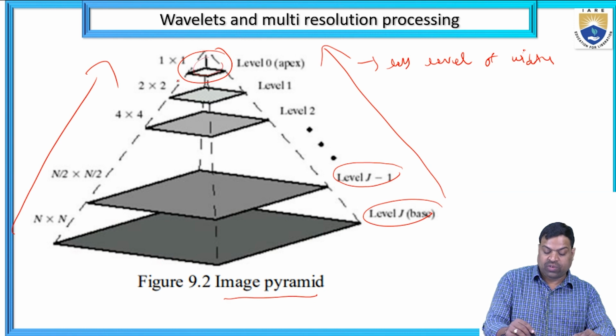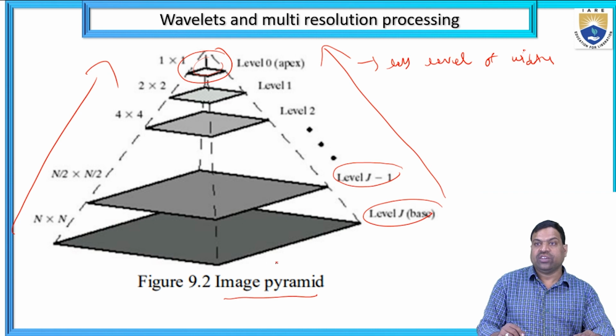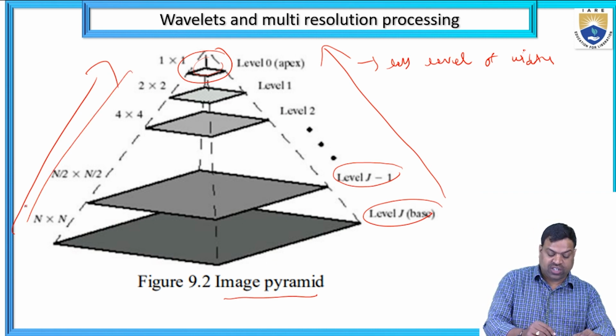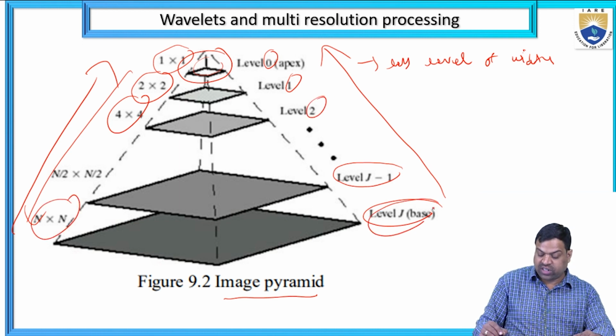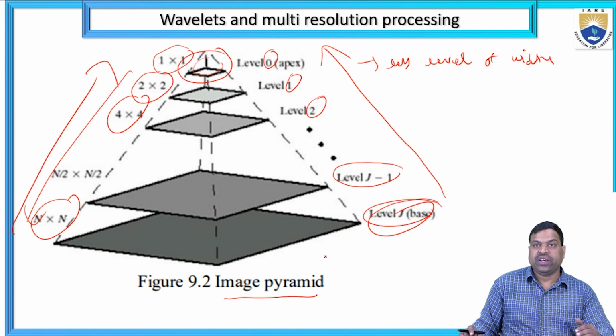So it is 1 by 1, 2 by 2, 4 by 4, n by 2 into n by 2, n into n. So it is an image pyramid. These are the levels, in increasing order. 1 by 1 is level 0, 2 by 2 is level 1, 4 by 4 is level 2, and like this n by n I am taking as level J. So when we increase the levels, the size of the images also increases. That is the image pyramid.